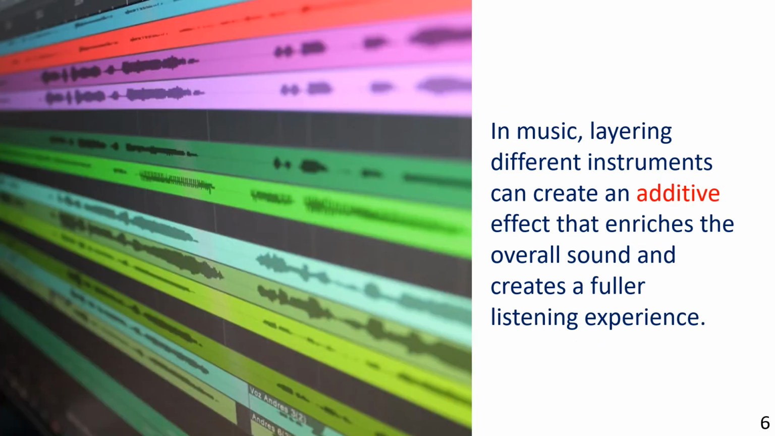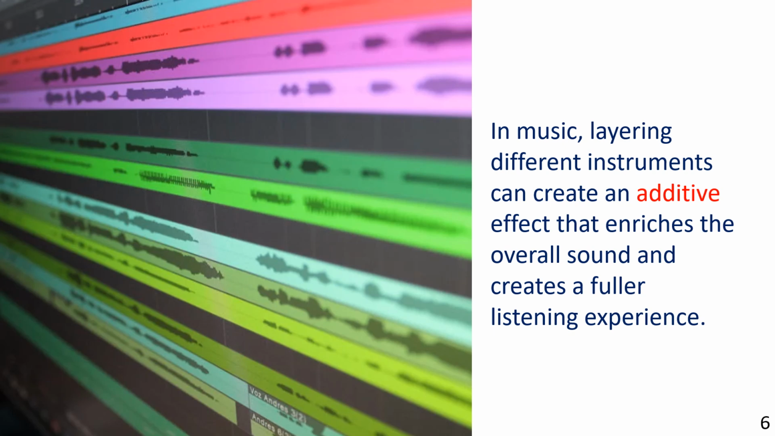Next, we see sound waves on a computer screen. The sentence reads, "In music, layering different instruments can create an additive effect that enriches the overall sound and creates a fuller listening experience." Again, the sense here is of something additional to.